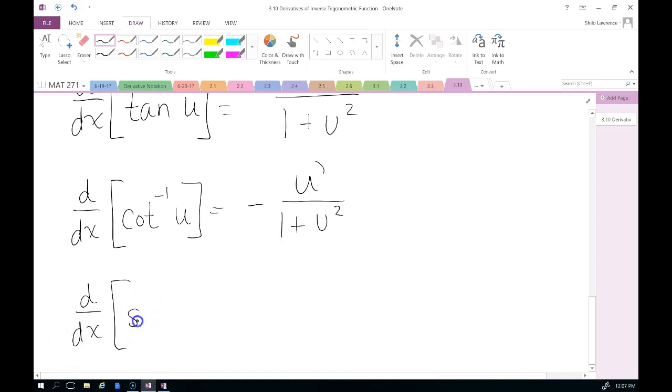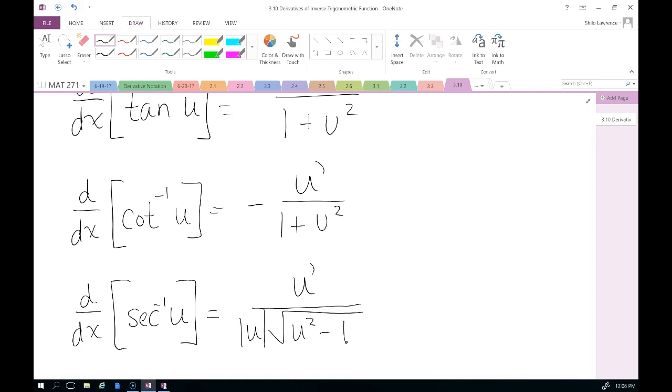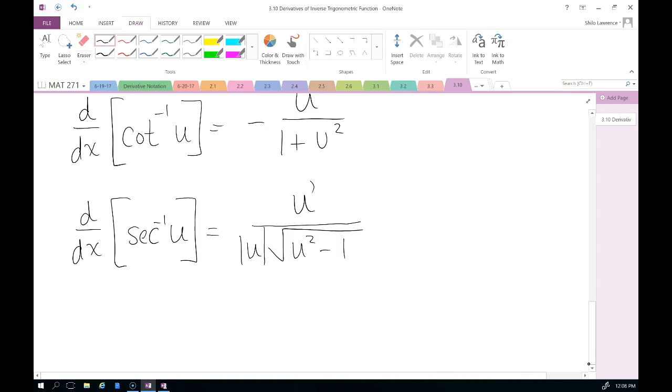The derivative for secant inverse is u prime over absolute value of u times the square root of u squared minus 1. And if you haven't seen the pattern yet, you might be able to guess what cosecant's going to be. It's going to be the exact same as secant, but with a negative.